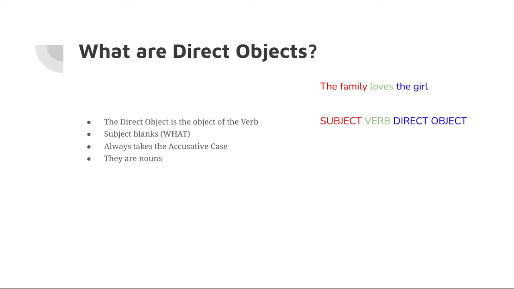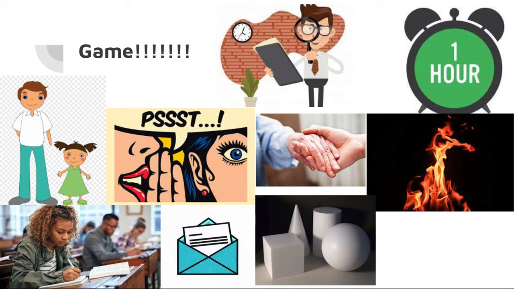So you can also think about it as the subject blanks what, and the what that you're thinking of is the direct object. It always takes the accusative case, and they're nouns. So yeah, remember they always take the accusative case. That's what direct objects do. So let's move on. Let's play the other part of the game.